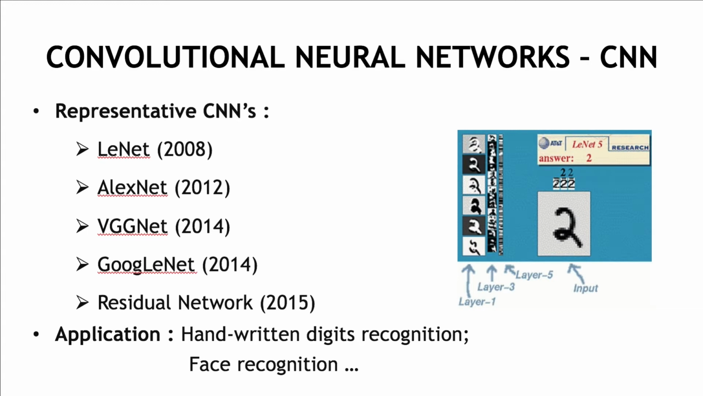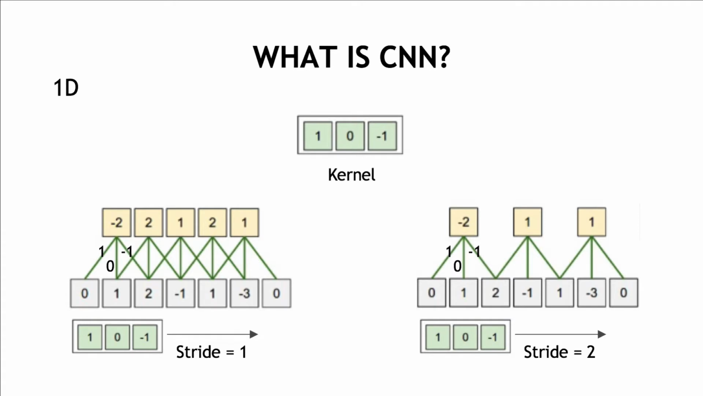You might wonder why CNN is so powerful and versatile. Now, let's unveil CNNs and take a look at the magic behind it. First of all, let's look at the simplest case, which is 1D convolution. There are several concepts we need to understand beforehand.